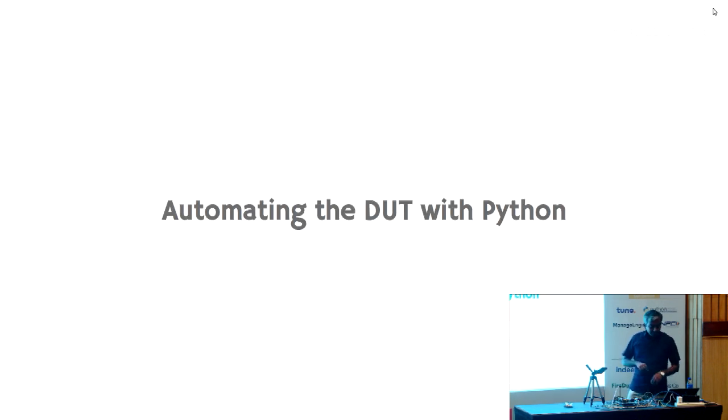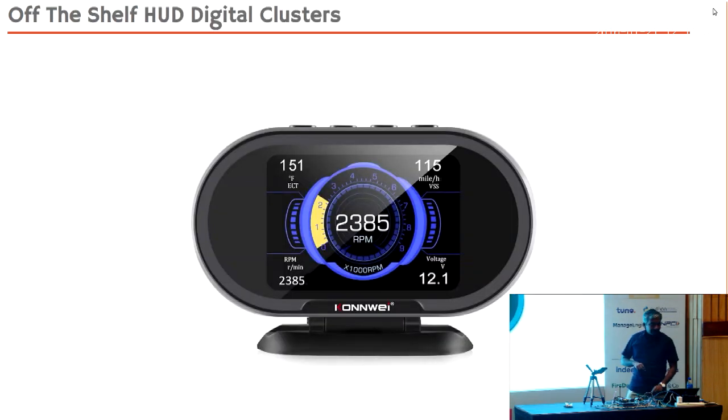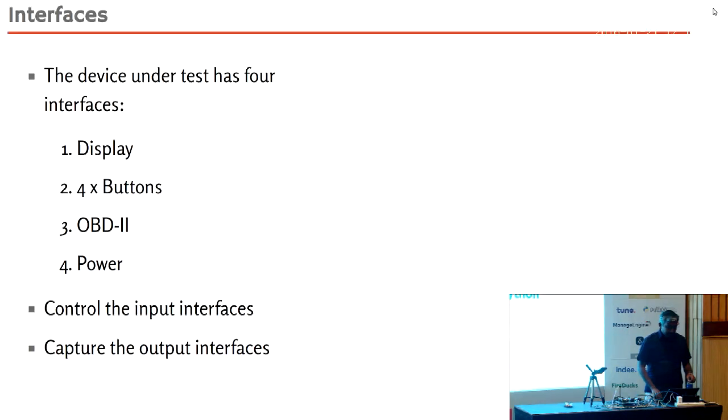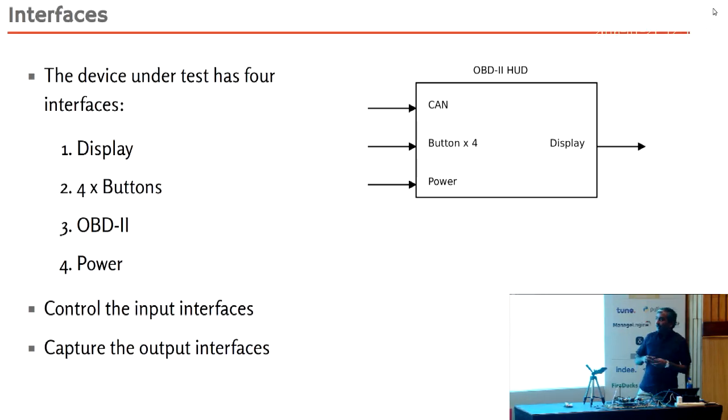Now let's see, given this digital cluster, which has these interfaces, how do you test this ECU? Right? So let's start by understanding how you would test this system. In our device under test, there are basically 4 interfaces. One is the display. There is a CAN interface over the OBD port, and there are 4 buttons at the top, and there is a power, which we also consider as an input to the system.